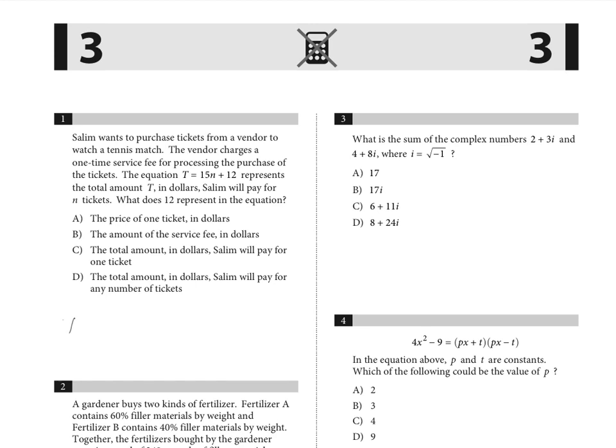If we have the equation T equals 15n plus 12, and we let n equal 0, as in 0 tickets, then this goes to 0, and we are left with just 12. So if you buy no tickets, theoretically, you're charged $12, and that makes $12 the service fee. So the answer is B.